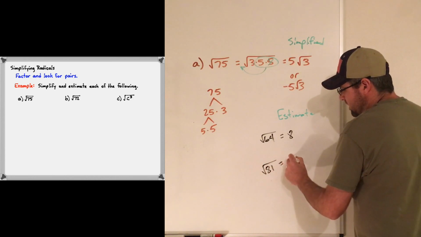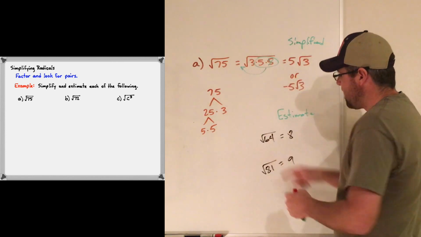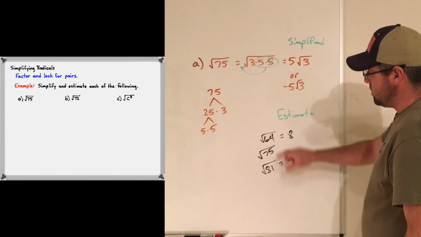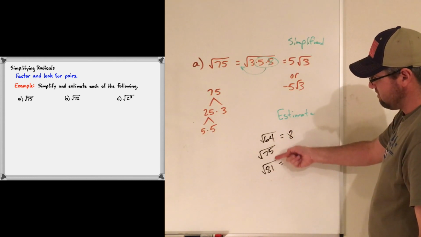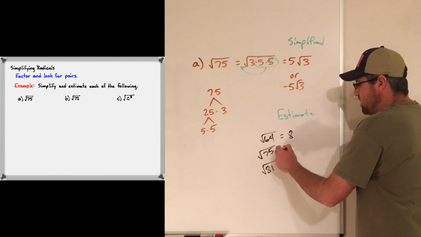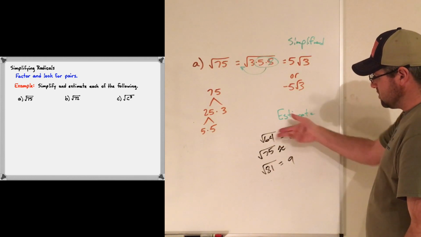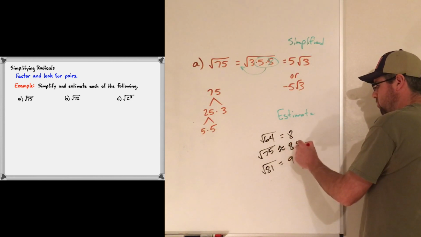The square root of 81 is 9 or negative 9. We can see that the square root of 75 sits somewhere in between, not right in between, but somewhere in between the square root of 64 and the square root of 81. 64, 75, 81. Therefore, we can conclude that our answer is somewhere between the answers of the other two. So somewhere between 8 and 9. So we'd say it's approximately something like 8.5.